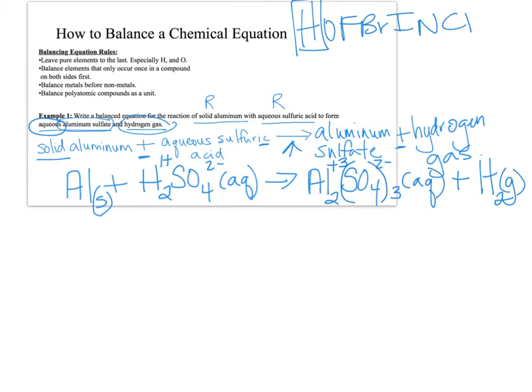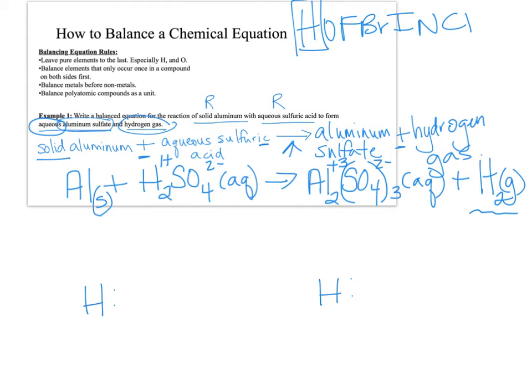Now that's step 2, where you write the formulas and you make sure that you have the right subscripts for those formulas. The next thing that we want to do is list all of the elements and how many atoms there are in the reactants and in the products so that we can do our last step, which is to balance them out using coefficients. So following the balancing equation rules, we want to leave pure elements to the last, and the only pure element that we have is hydrogen. So we're going to leave that to the last on both sides to balance. So I'm going to count those last.